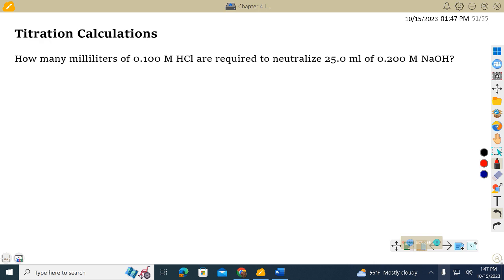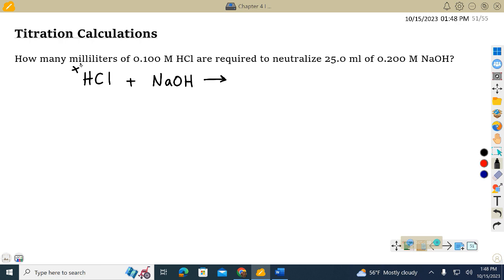Here's a pretty typical calculation involving a titration. How many milliliters of a 0.1 molar hydrochloric acid solution are required to neutralize 25 milliliters of a 0.2 molar sodium hydroxide solution? So first thing, when we're mixing any kind of solutions and looking at some stoichiometry, I need a balanced equation. So let's see, we've got our HCl hydrochloric acid reacting with sodium hydroxide. Super typical neutralization. And so after a while we might just know that this is a 1-to-1 mole ratio.